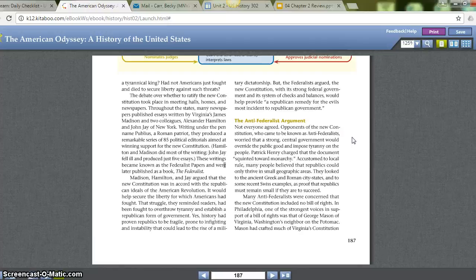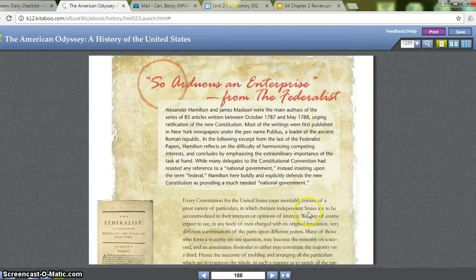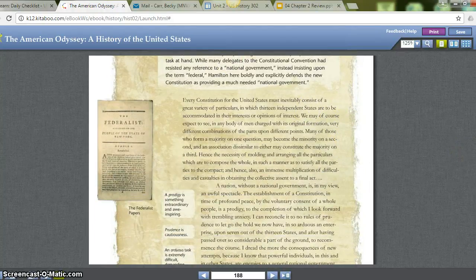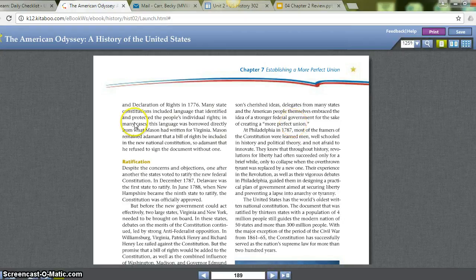Many Anti-Federalists were concerned that the new Constitution included no Bill of Rights. In Philadelphia, one of the strongest voices in support of a Bill of Rights was that of George Mason of Virginia, Washington's neighbor on the Potomac. Mason had crafted much of Virginia's Constitution. Skip to the next page. He crafted much of Virginia's Constitution and Declaration of Rights in 1776.